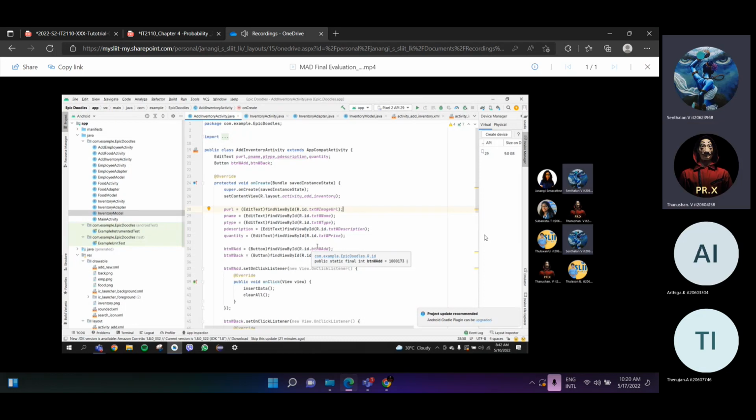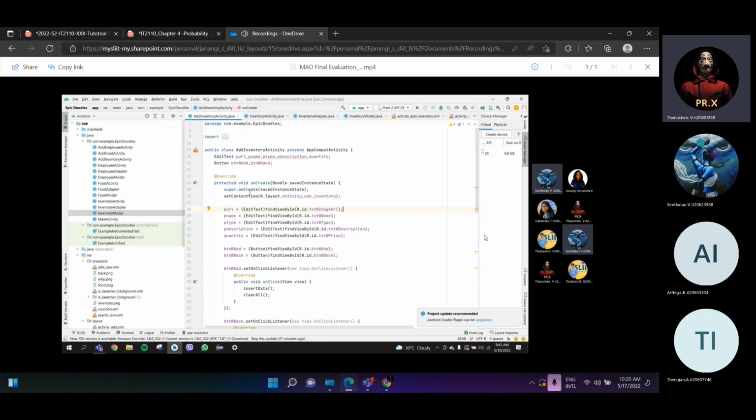Every time it clicks, we use the on-click method, and then it shows a pop-up message or marks something. Everything is based on the on-click method.